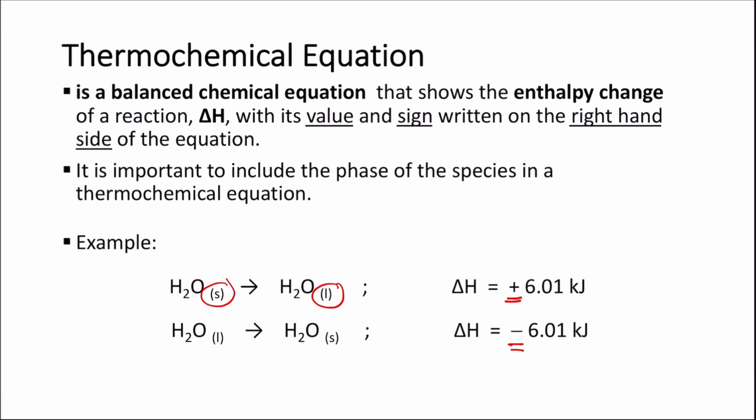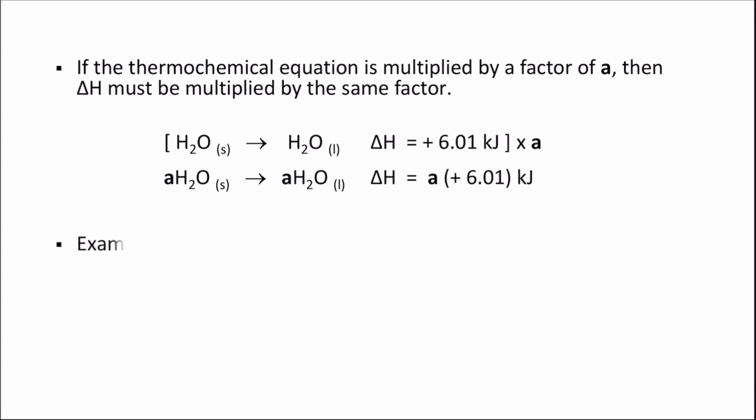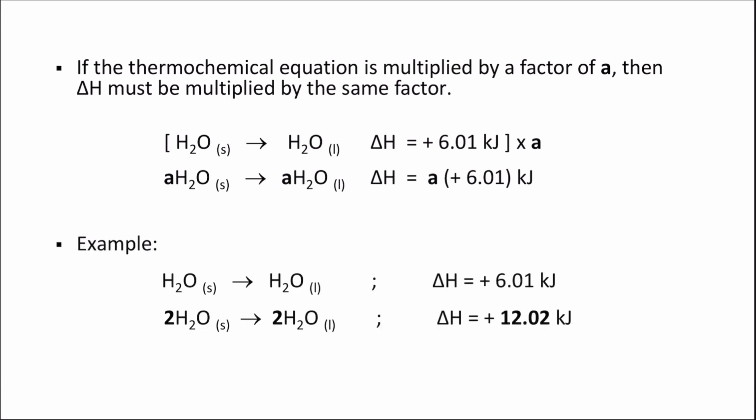Dalam chapter ini, thermochemistry, sangat penting untuk awak tahu how to write the thermochemical equation, because kalau awak tak boleh tulis thermochemical equation, awak tak akan boleh continue for the rest of the questions dalam chapter ni. So pastikan awak tahu, but that's okay, we will go one by one later. Next, ada beberapa perkara yang awak kena faham tentang thermochemical equation sekiranya awak multiply by a factor of A. Delta H awak juga mesti multiply for everything. Okay, and then contoh saya ada this one.